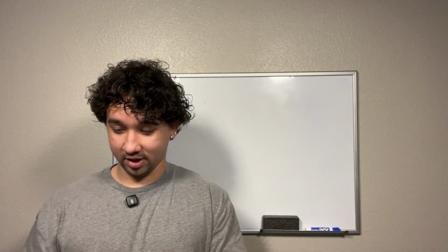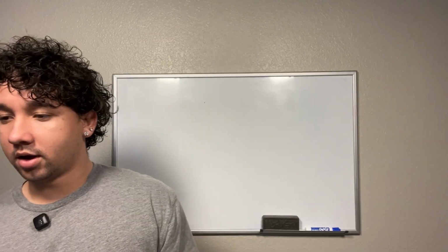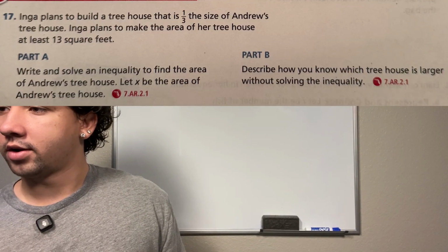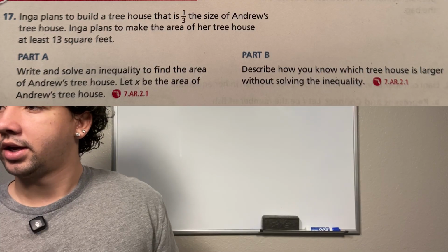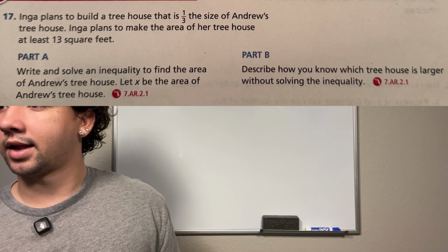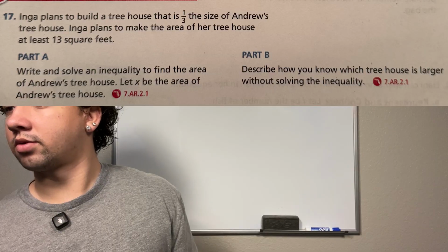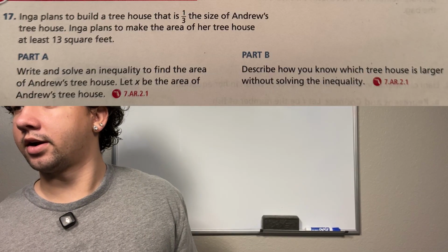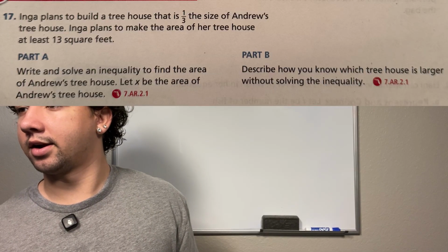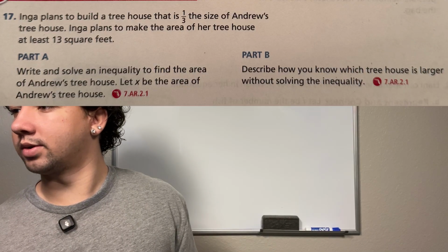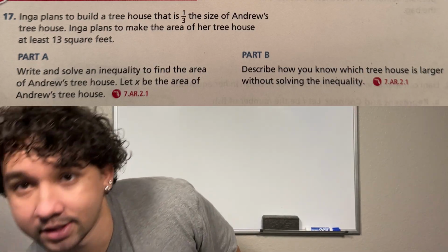So our last question here reads like this. Inga plans to build a treehouse that is 1/3 the size of Andrew's treehouse. Inga plans to make the area of her house at least, okay, so at least, that means bare minimum, 13 square feet. Write and solve an inequality to find the area of Andrew's treehouse. Let x be the area of Andrew's treehouse. Describe how you know which treehouse is larger without solving the inequality. All right, let's get to it.